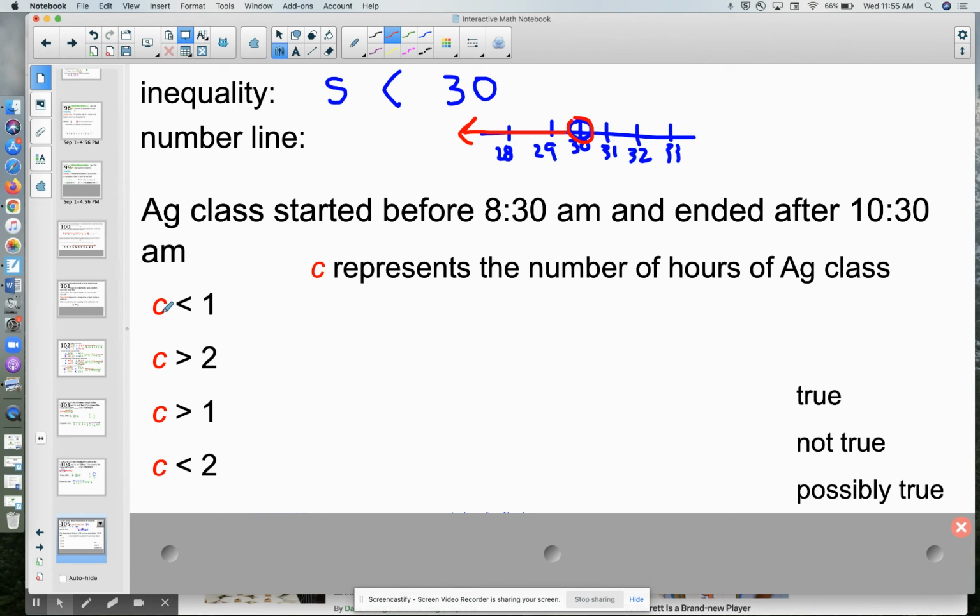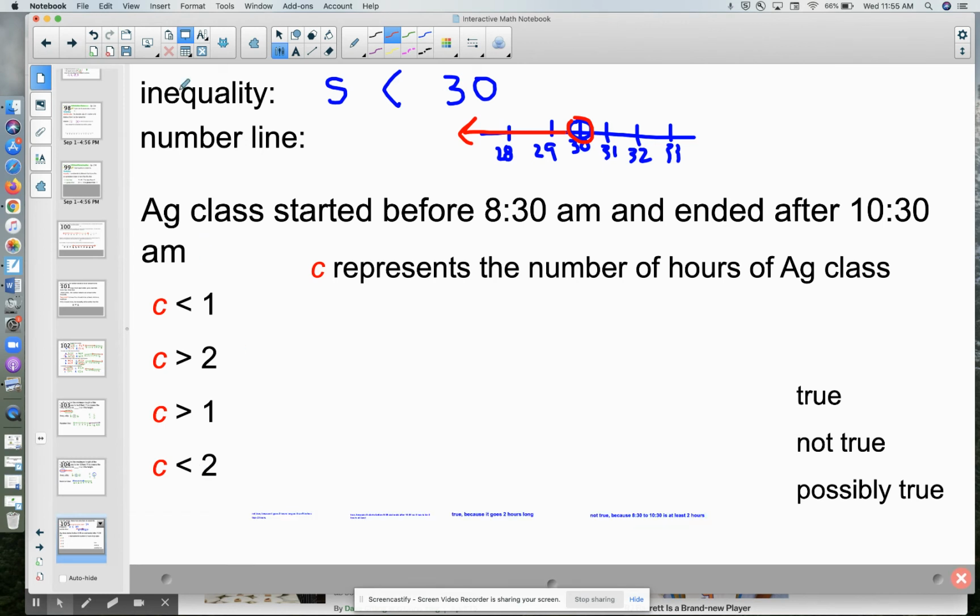Do you think the class is less than 1 hour? Do you think the class is more than 2 hours? Do you think the class is more than 1 hour? Do you think the class is less than 2 hours? So go ahead and take a look at that. When you're ready, unpause it. Okay.